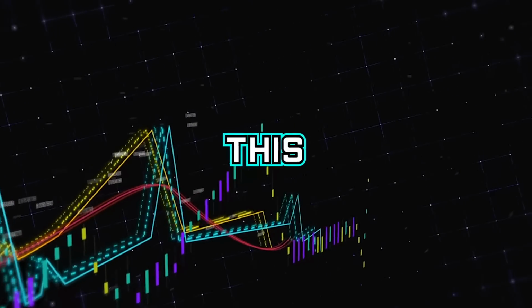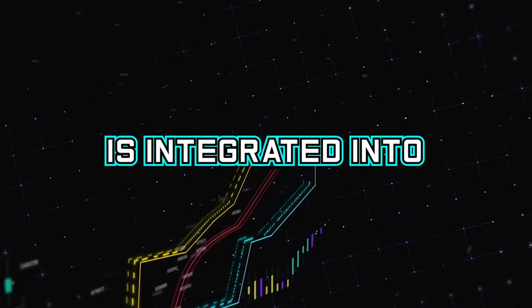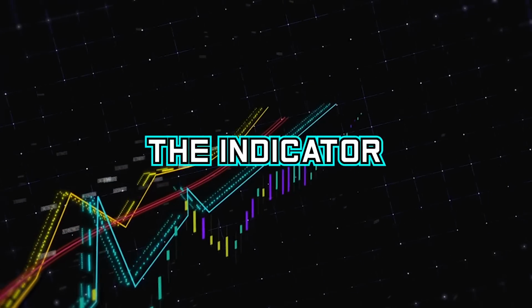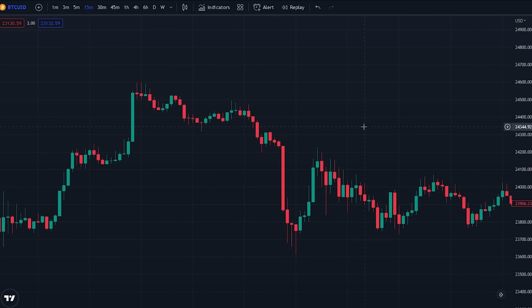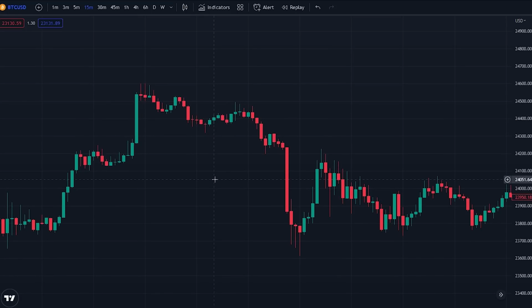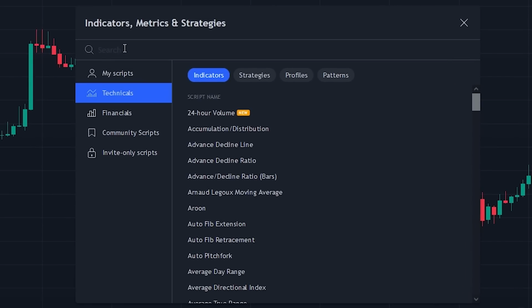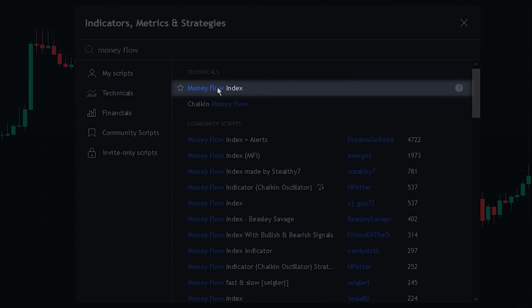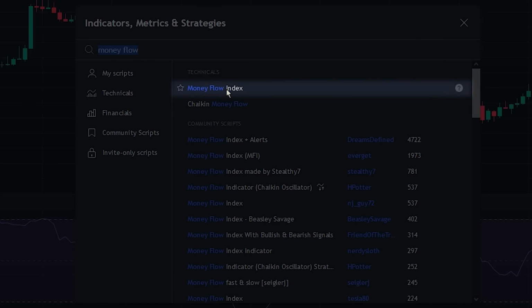Now that you understand this and know how volume is integrated into the money flow index, let's take a look at how we will read the indicator. Let's first add the indicator to the chart. To do this, head over to the Indicator Search tab and search for the Money Flow Index indicator. Select the indicator made by TradingView and add it to the chart.